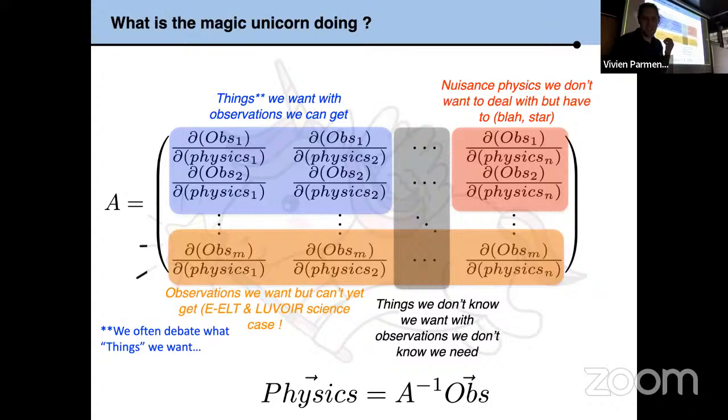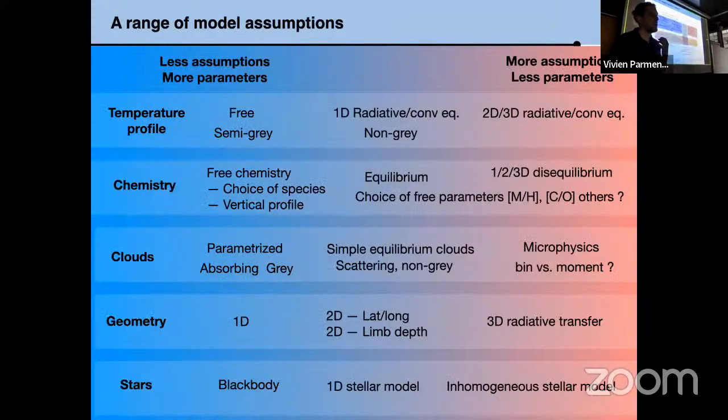All this to say that physics is going to be important. And there are different approaches in the community. You can acknowledge your lack of knowledge and say, oh come on, they're exoplanets. We haven't figured out the solar system yet. So I shouldn't make any assumption on how they look. Let's just parameterize everything and see what the data tells us. And you can have perfectly parameterized temperature profile, chemistry, clouds, the star, the geometry, etc.